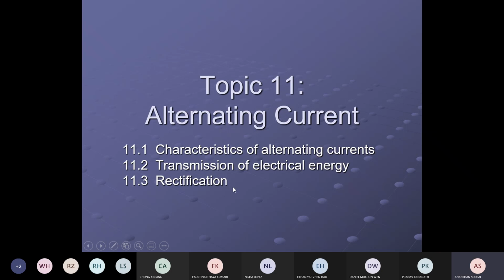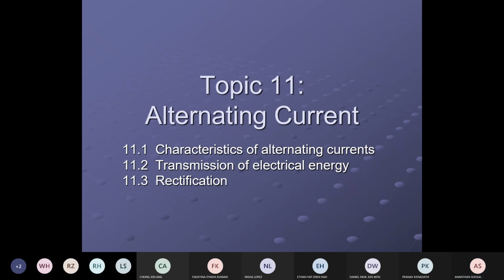And third, we discuss rectification. Rectification is the technical name of the process of changing AC to DC, alternating current to direct current. The process of changing AC to DC is called rectification, by using a diode. This is also a short topic.